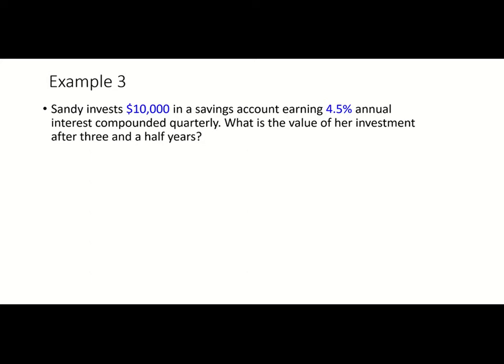So we're going to use A of T is equal to P, which again is your principal, how much you put in, times 1 plus the rate divided by the number of times compounded, and all of that is raised to the NT power. So when we find our equation, our time is 3.5 years. And let's see here, principal, how much she invests. She invests $10,000, so we'll put our $10,000 in there.